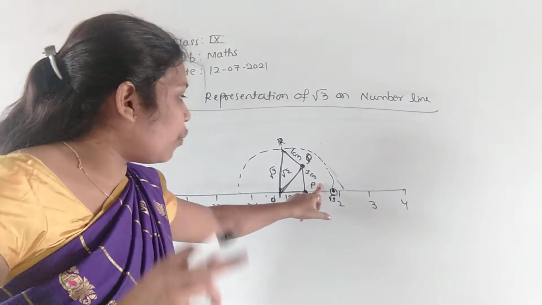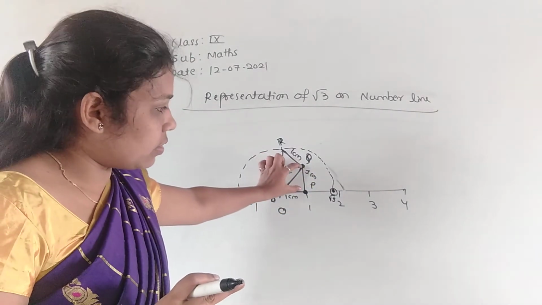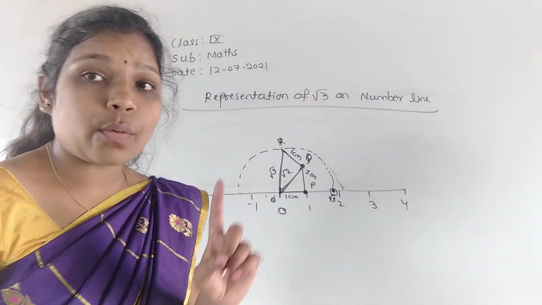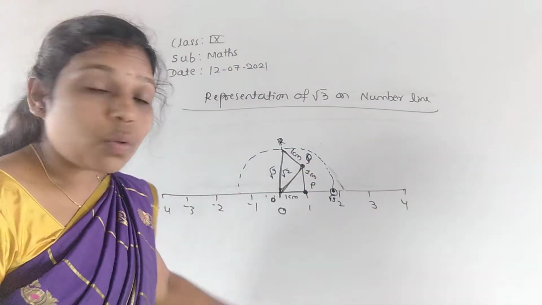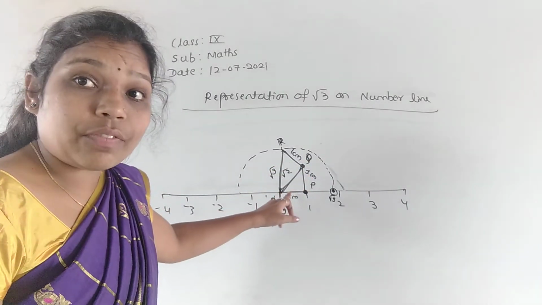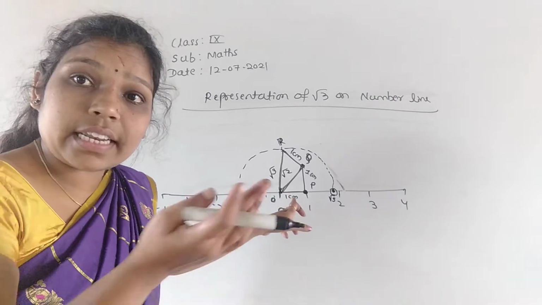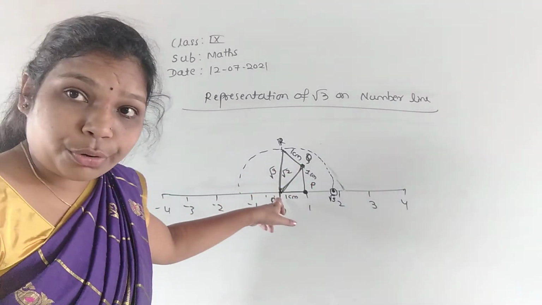Now from the point P take a 1 centimeter distance again. That point will be Q here. Now join O and Q. Join OQ. That will be root 2. Already we did that in the last problem. So OQ is root 2 now.